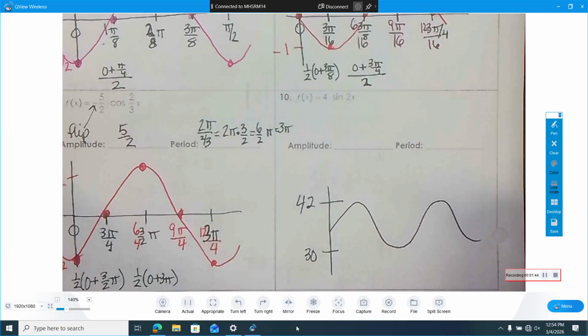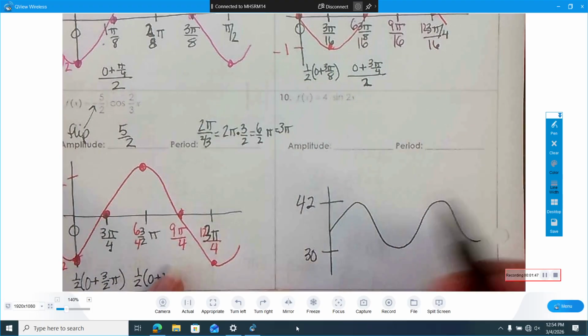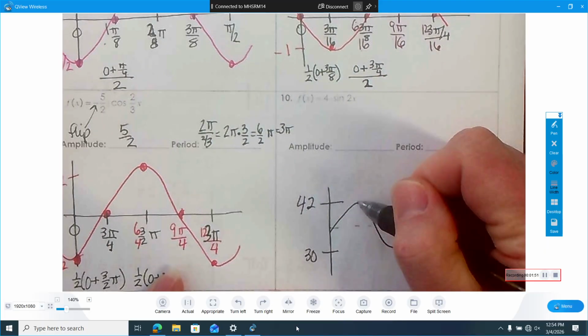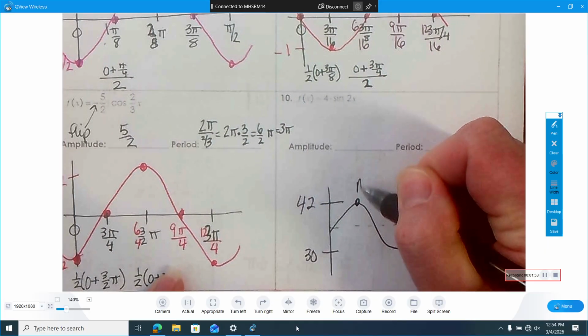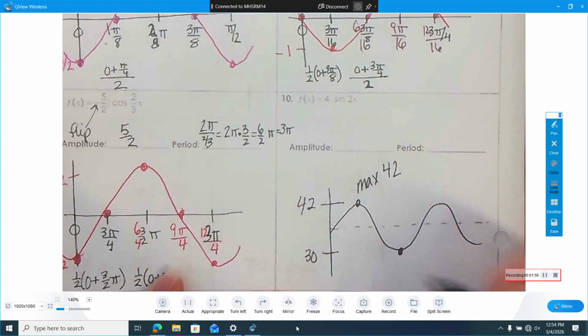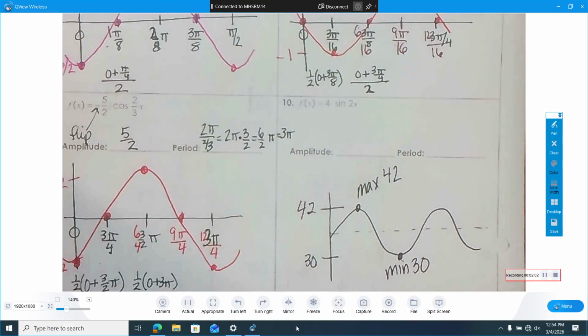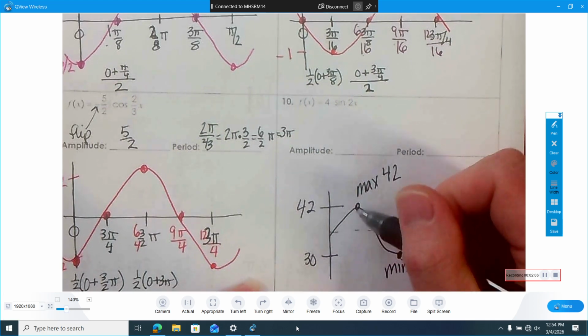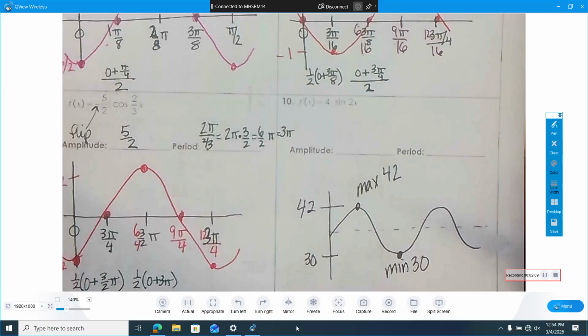Why? It's in the middle, so the maximum here is 42, and the minimum is 30. The amplitude talks about the distance from the middle to the highest point. So there's a couple of different ways we can figure it. So Will, how did you get 6?